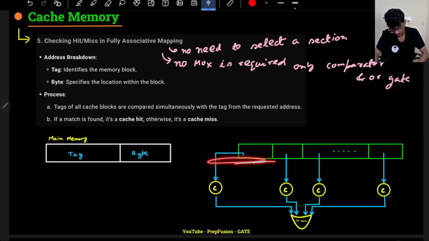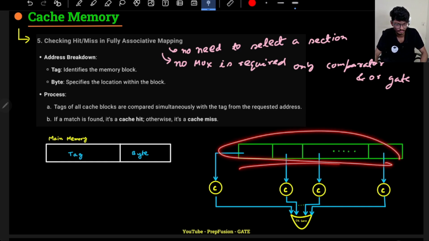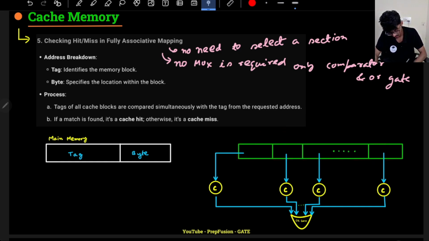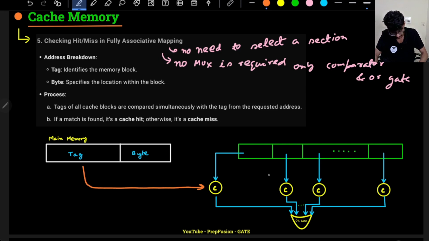How many comparators will be required? Whatever the number of cache blocks present in the cache memory will be the number of comparators. So the number of comparators will be the number of cache blocks. And the size of the comparator will be the tag bits, because the tag bits will be the inputs to the comparator, right? It will compare the reference tag with the tag of the cache memory.